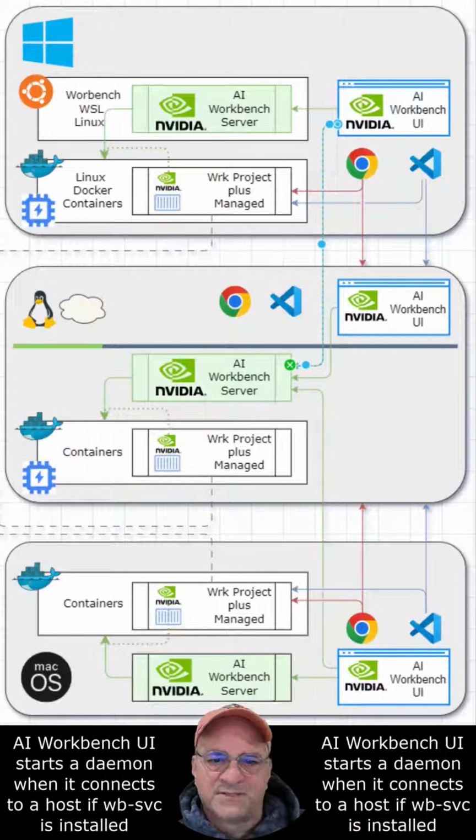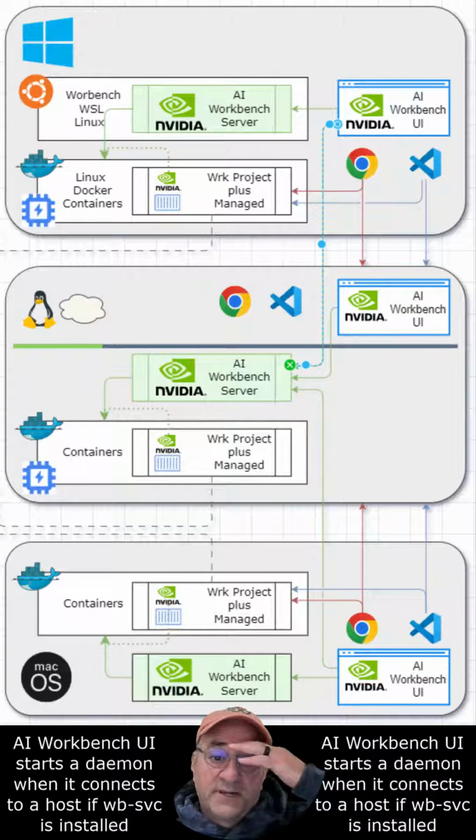On the Mac, it's a little simpler because it already can run the Linux tools. So the AI Workbench UI on the Mac basically installs the Workbench server as part of it. If you're going to run it local; if you don't actually connect local, it doesn't need to do that.